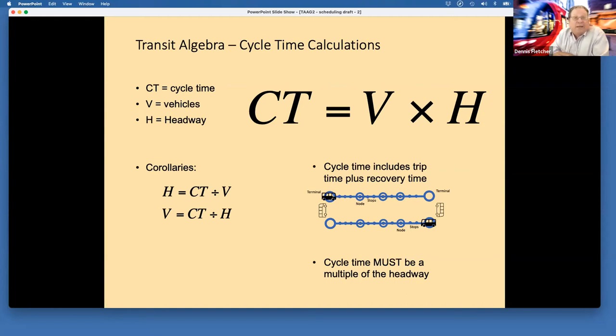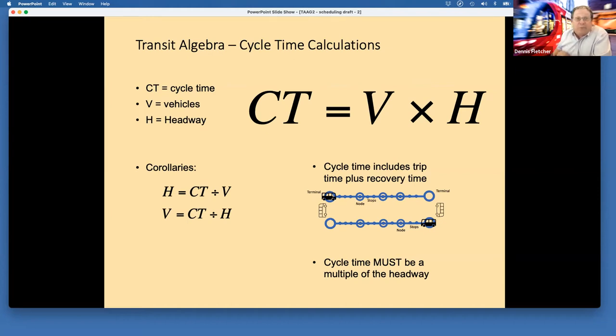Cycle time is the running time for the round trip plus the recovery time at each end of the route. It's also called the round trip time. So it's the time that a bus takes to go from one end of the route to the other, wait, turn around, come back, and wait again, ready to go back on the next trip.